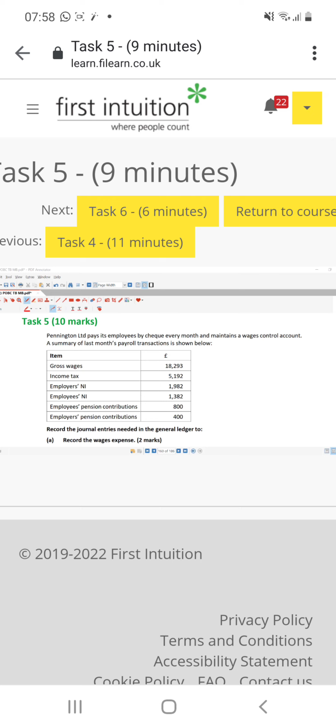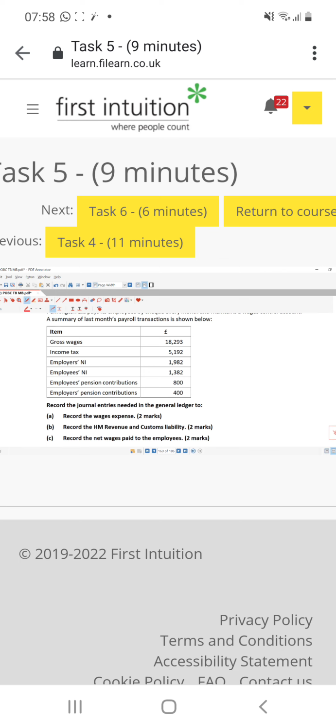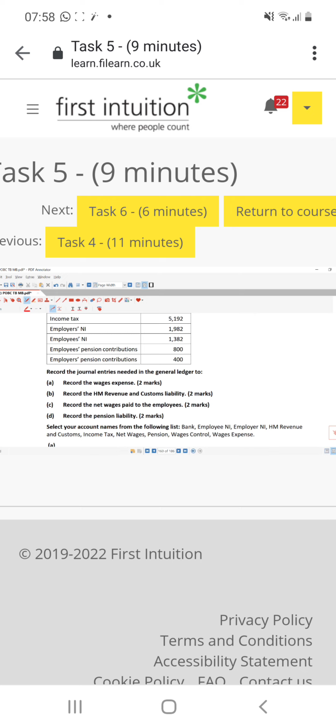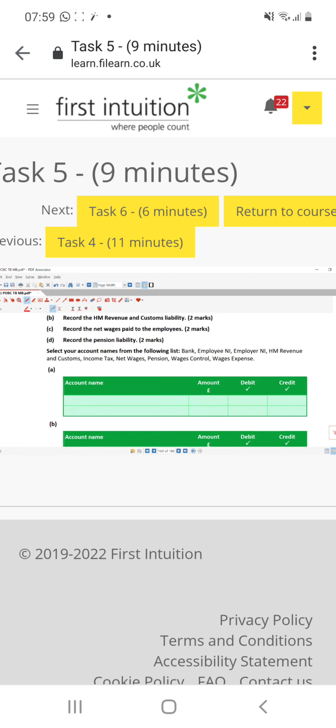So what they want us to do here is record the journal entries needed in the general ledger for the wages expense, the HMRC liability, net wages paid to the employees and the pension liability. So what we have got here for each one in turn, our little double entry journals.